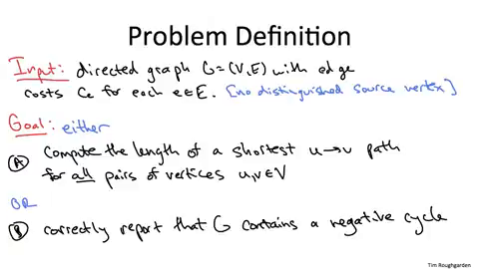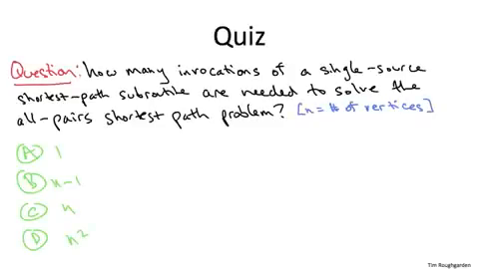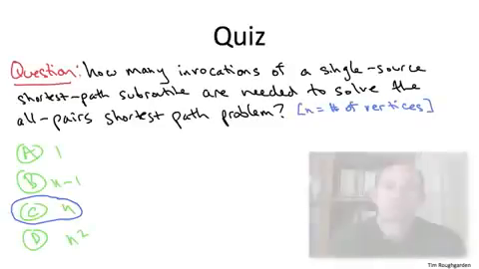In the following quiz, I'm going to ask you, suppose I gave you as a black box a subroutine that solves the single source shortest path problem correctly and quickly. How many times would you need to invoke that black box, that subroutine, to correctly solve the all pairs shortest path problem? So the correct answer is C.